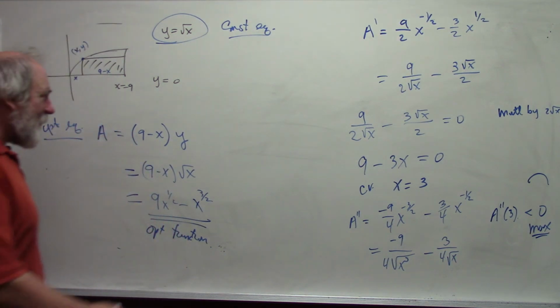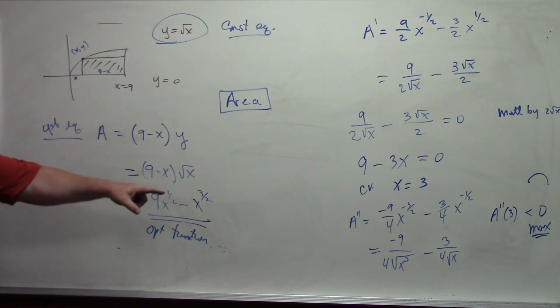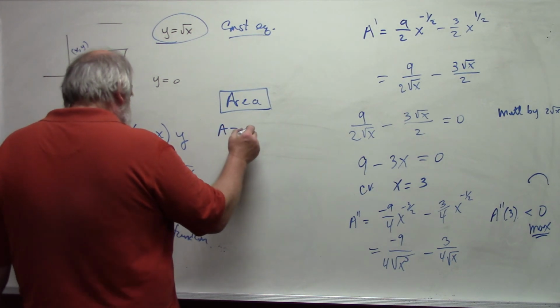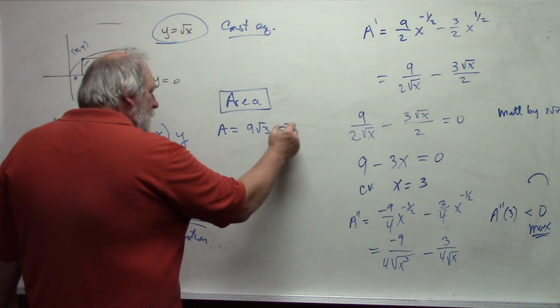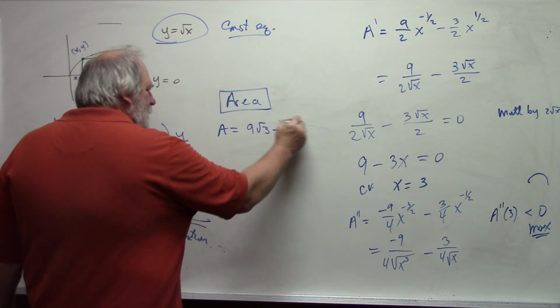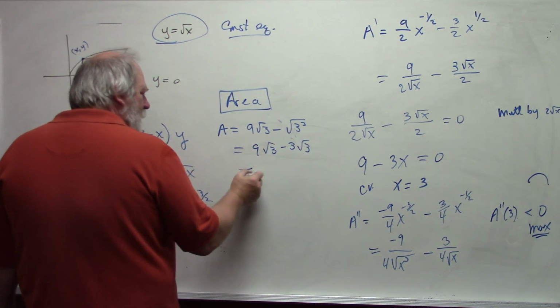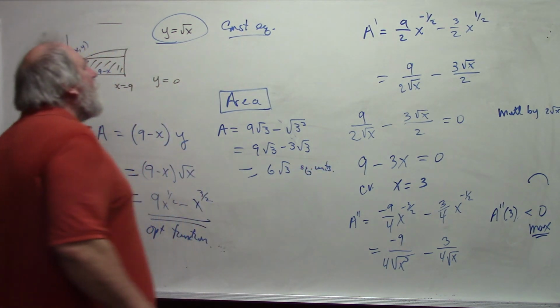I'm still not done with this problem, however. I believe we wanted to find the actual maximum area. The maximum area occurs when x is equal to 3. So I will substitute that back into my optimization function, and I get the area being 9 square root of 3 minus the square root of 3 cubed, which is 9 square root of 3 minus 3 square root of 3, or 6 square root of 3 square units. That's my unit in this particular case.